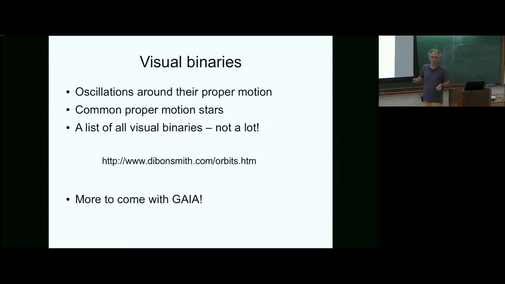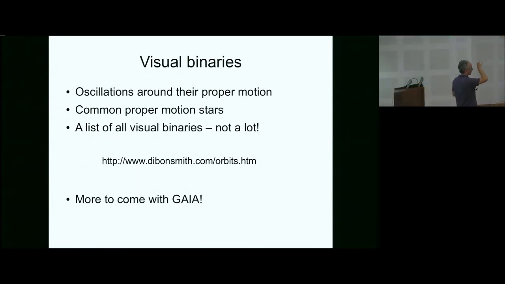So the visual binaries are not that common. There is not a lot of them. For the visual binaries, we have the binaries where we sometimes don't see a companion and we just see the oscillations of the motion of a binary around its proper motion. It has some velocity in the sky, its proper motion, and if you see the star oscillates around its proper motion direction, then it indicates that there is a companion, and actually you have an orbital motion around a center of mass point.